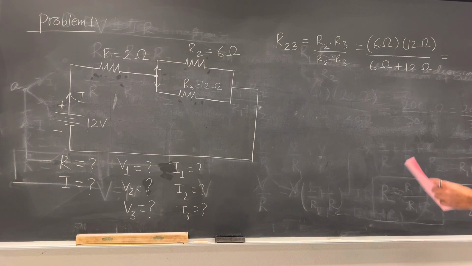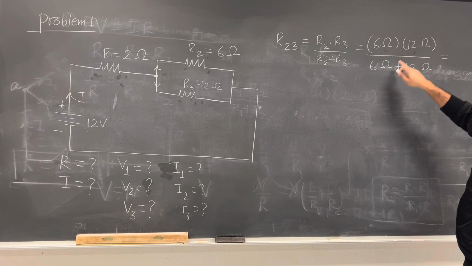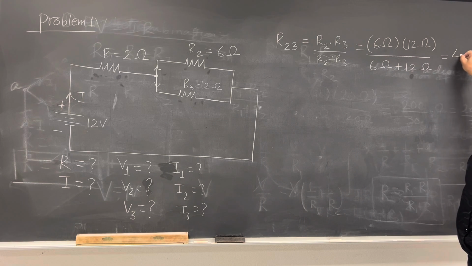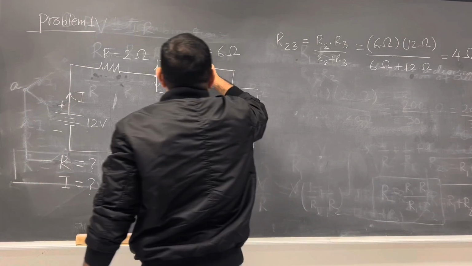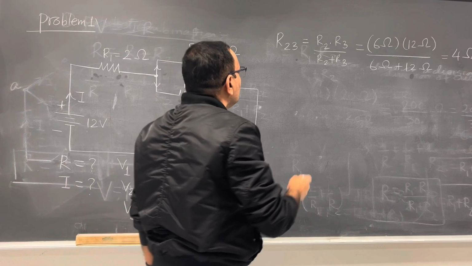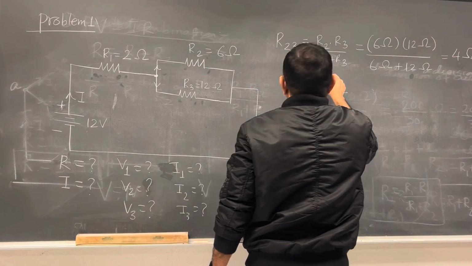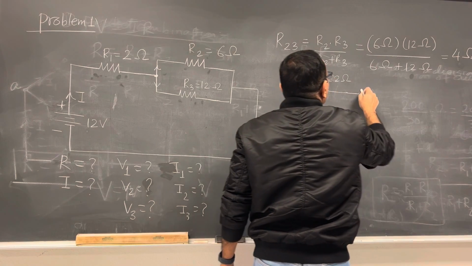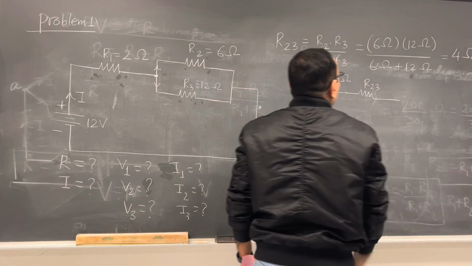I don't have a calculator here, so I think this is 72 and this is 18. So it is, I think, 4 ohm. Please make sure this number is correct, okay? This number is correct. So R23 is the total resistance of R2 and R3. Then your circuit becomes like this. You have R1 here, which is 2 ohm. Then we can replace this loop by R23.